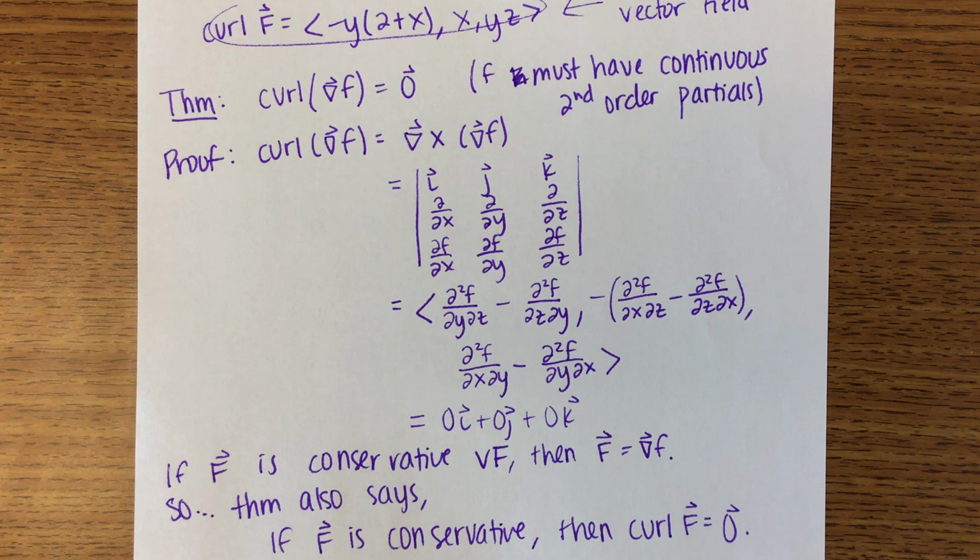Okay, important question for us. Does this help us prove that F is conservative? So if I take the curl of my vector field and I get the 0 vector, does that mean that F is conservative?